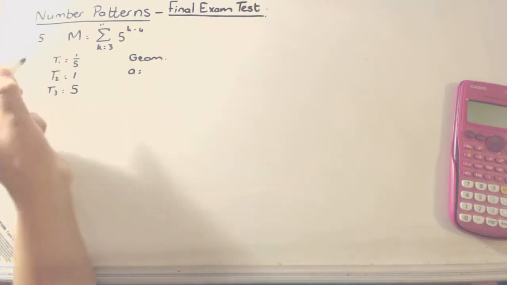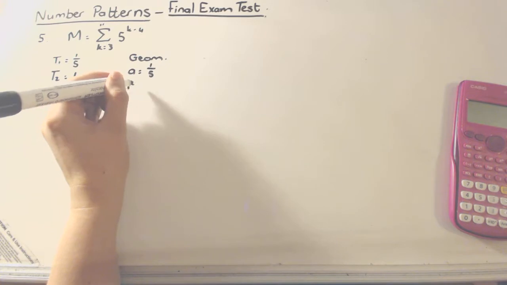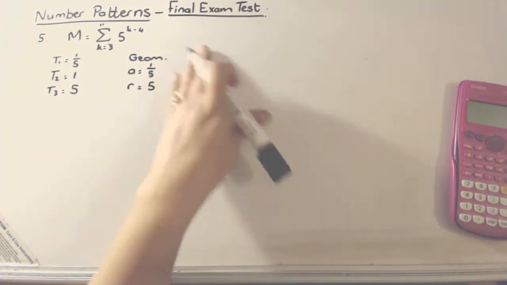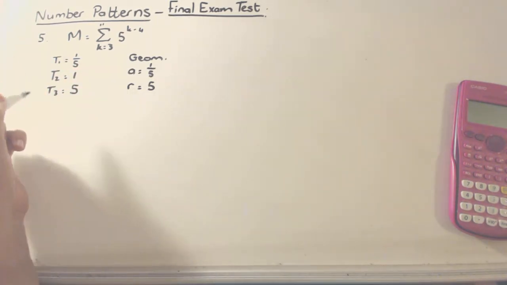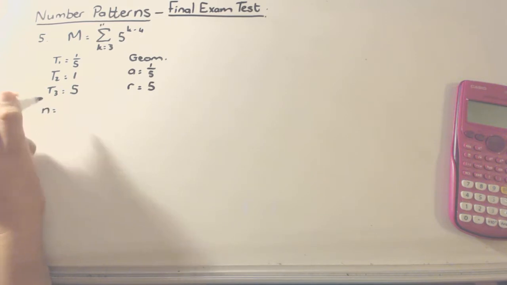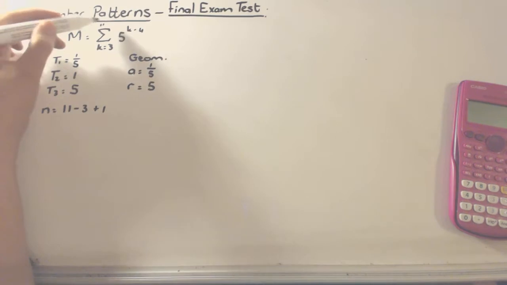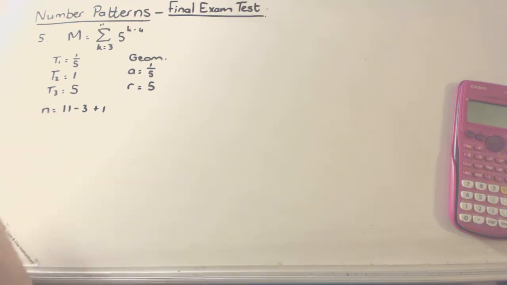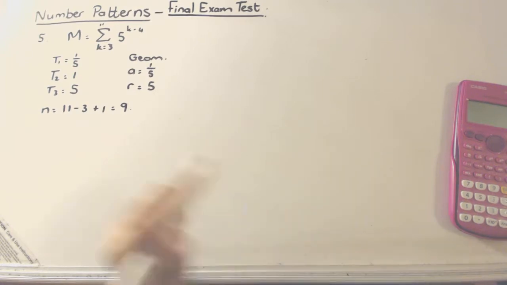I can see that this is a geometric pattern with my first value 1 over 5, and then a constant ratio that I multiply with, 5. So 1 over 5 times 5 is 1, times 5 is 5, etc. And the amount of terms that I have here is 11 minus 3 plus 1. You always take that minus that, which is 8, plus 1 is 9. So I've got 9 terms with this pattern.